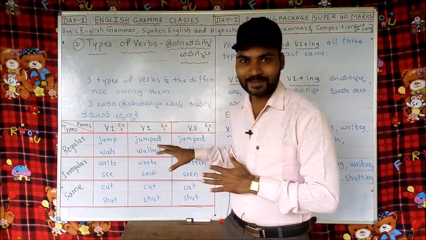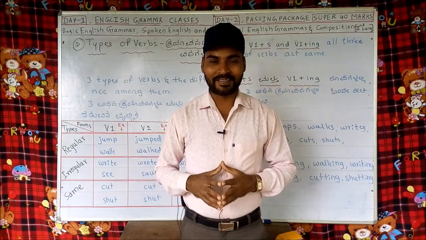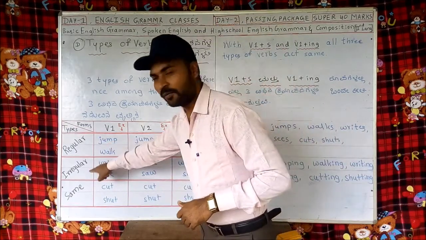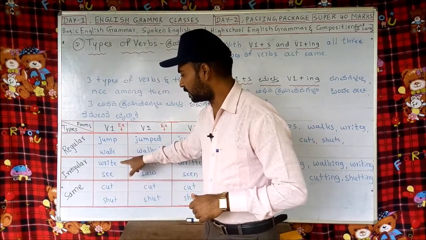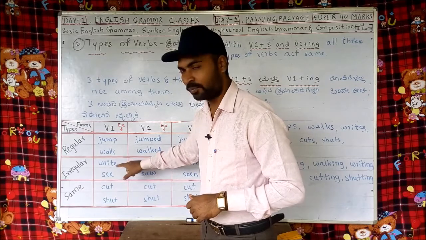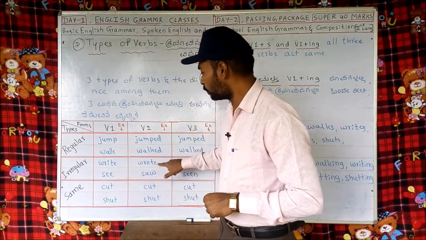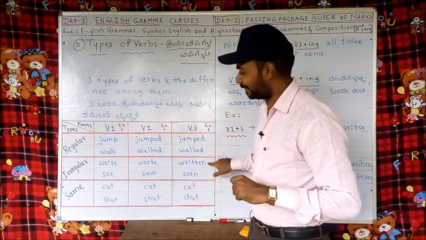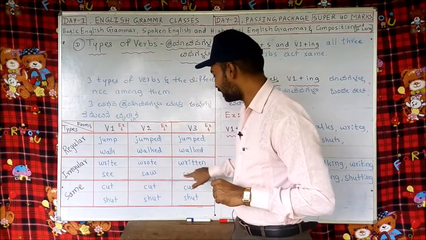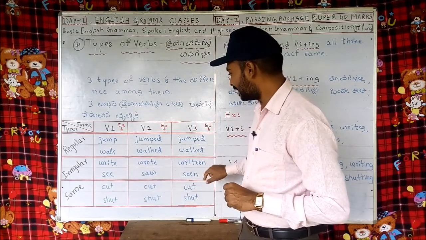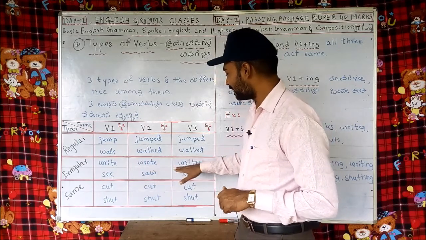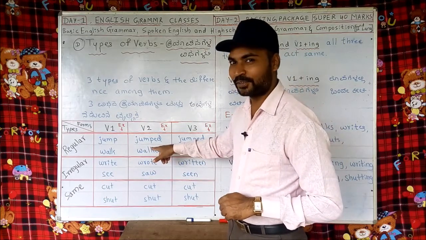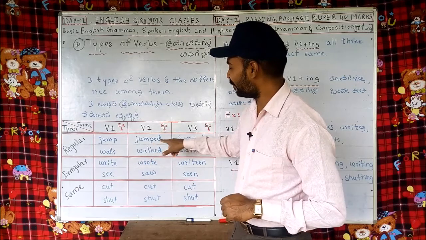These are not the only two examples. There are thousands of regular verbs. Let's see them in the coming classes. Then the second one is the irregular verb. I have taken the example of write and see. This is the base form V1. Write, when it comes to the second form V2, it becomes wrote, and in V3 it becomes written. Then see, saw, seen. V2 saw, V3 seen. You might have observed there is irregularity when they change from V2 to V3. In the regular verbs, there is regularity when they change from V2 to V3.